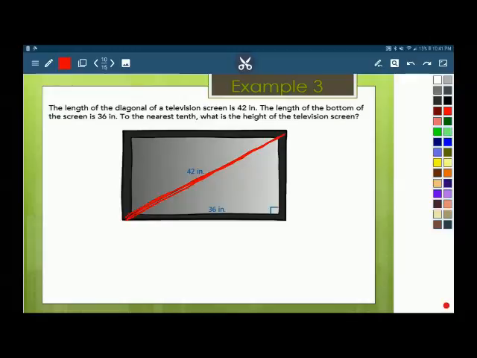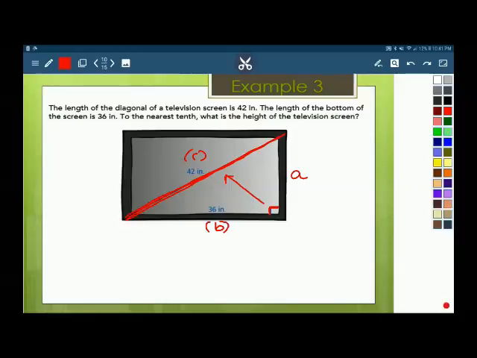Well, again, the hypotenuse is across from the right angle symbol. So this 42 inches has to be the C value, whereas the 36 can either be A or B. Let's just call the unknown side length, the height, A, and we'll call that 36 inches B. Again, it doesn't matter if you were to call the 36 inch A and then the unknown B. I usually just make my unknown the A.